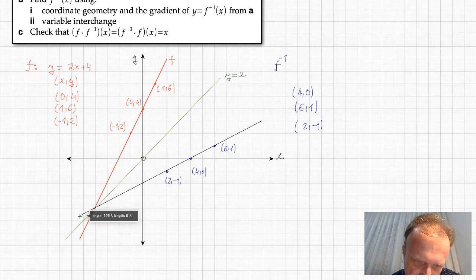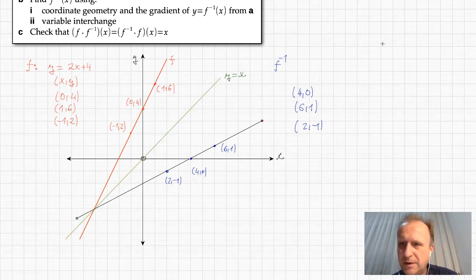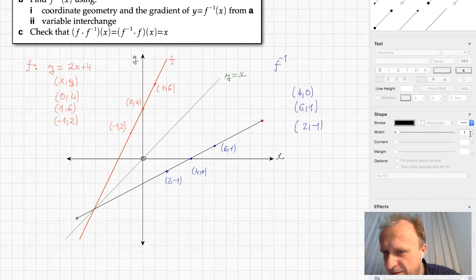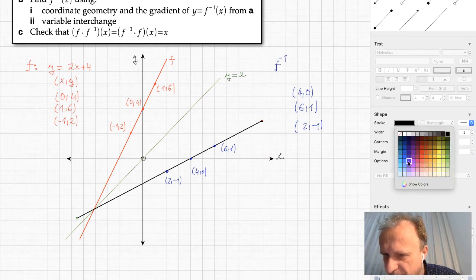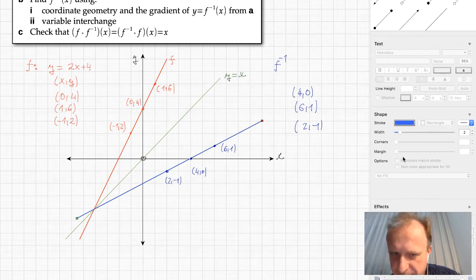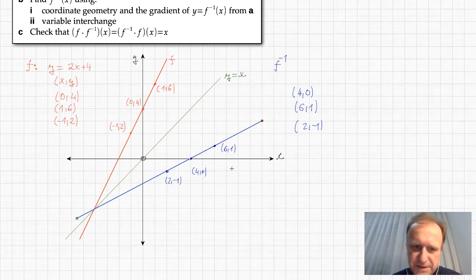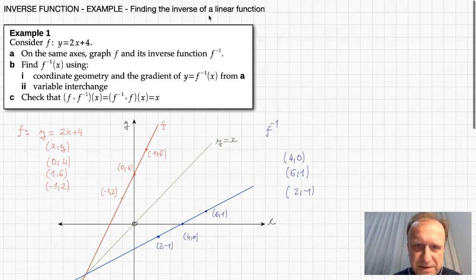It should pass through the same intersection actually, and go to the left. Fine. Make it a little bit stronger and let it be blue. Okay, so here we are. This is the solution to the part A of the exercise.